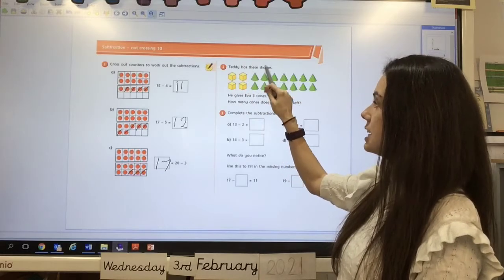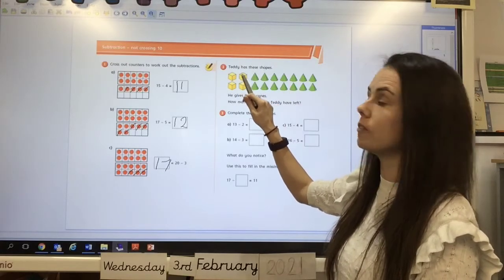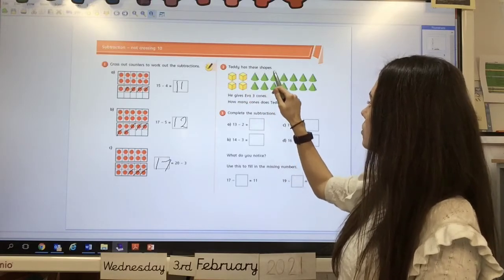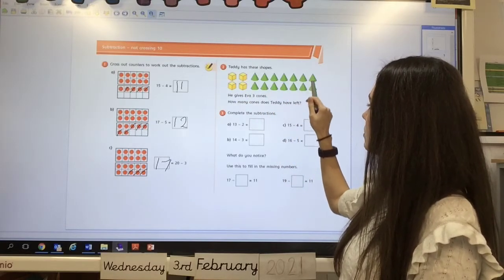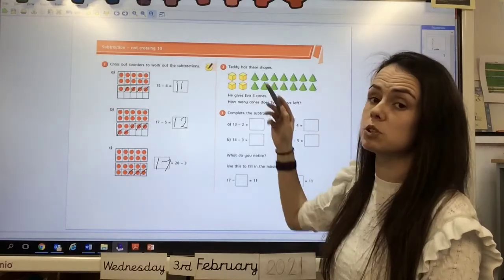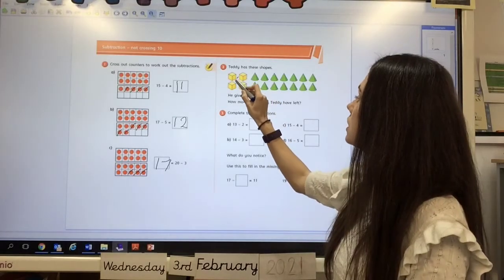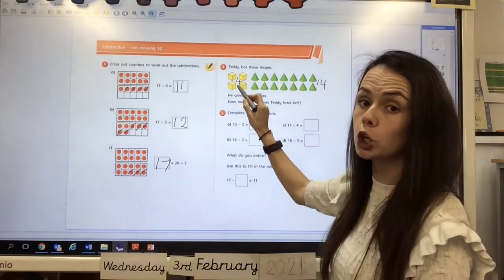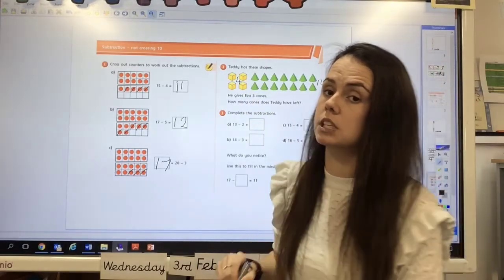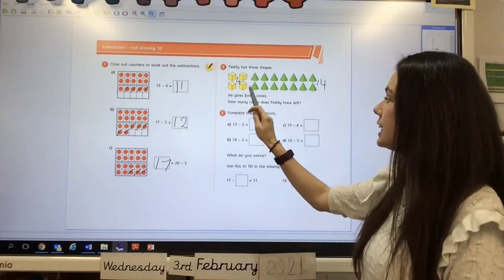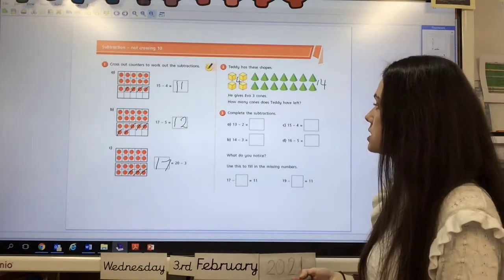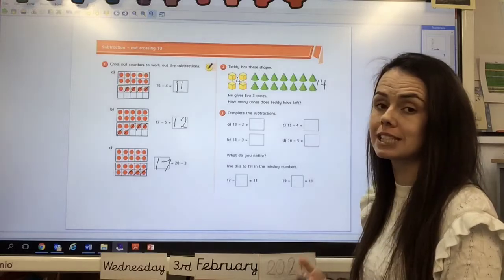Now let's have a look up here. Teddy has these shapes. He's got 1, 2, 3, 4 cubes and 1, 2, 3, 4, 5, 6, 7, 8, 9, 10, 11, 12, 13, 14 cones. He gives Eva 3 of his cones. How many cones does Teddy have left?